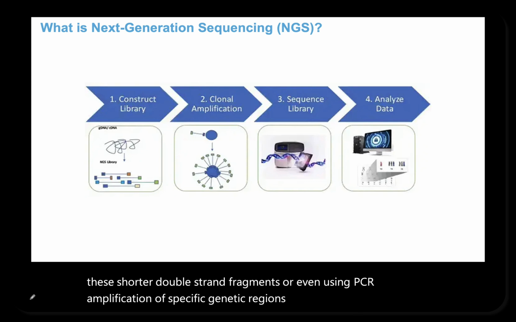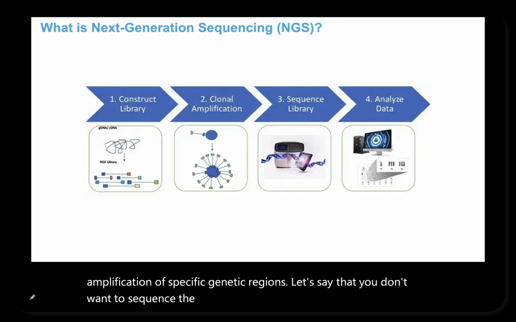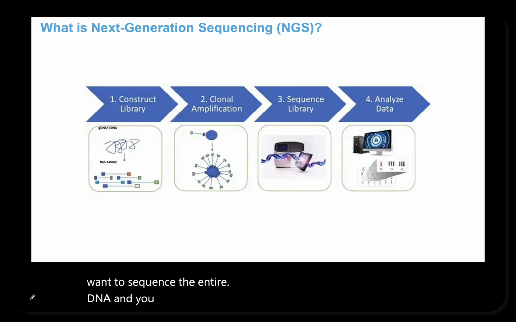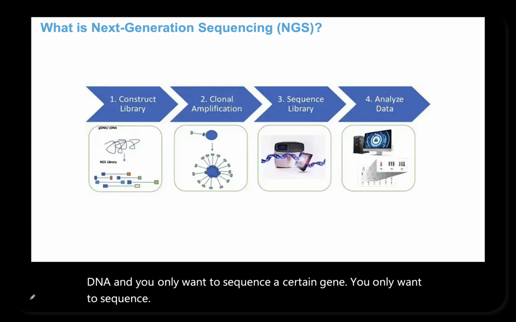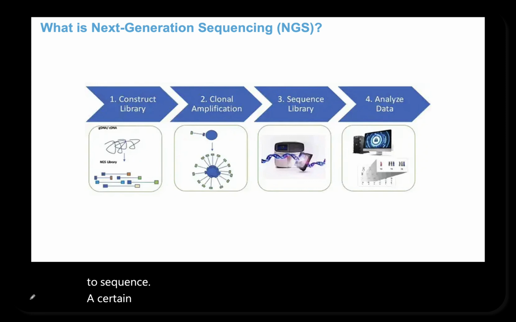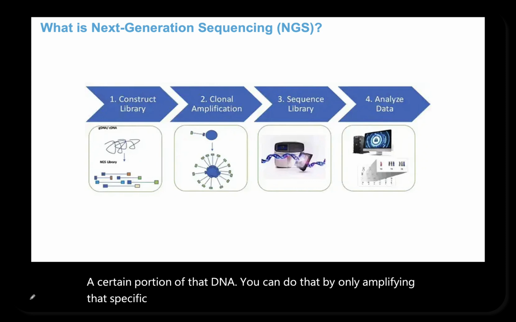Let's say that you don't want to sequence the entire DNA and you only want to sequence a certain gene, you only want to sequence a certain portion of that DNA. You can do that by only amplifying that specific genetic region, okay?